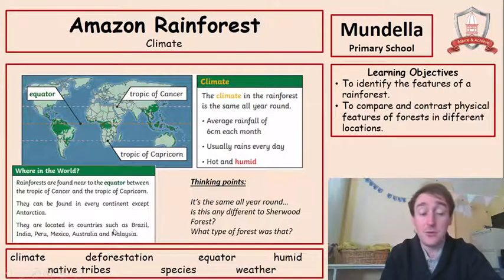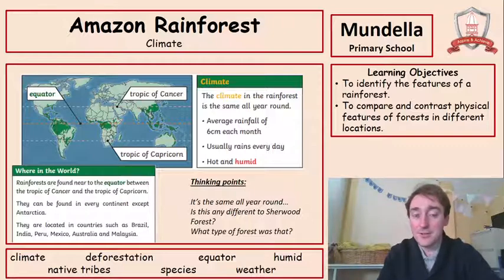Rainforests in general can also be found, other rainforests, in other parts of the world like Asia and Australia, because they are in between these things that we call tropics. The Tropic of Cancer and the Tropic of Capricorn. And the closer they are to the equator, usually the hotter it is, and that's where you'll find these tropical rainforests. So let's think, is this any different to Sherwood? And what type of forest was Sherwood again?